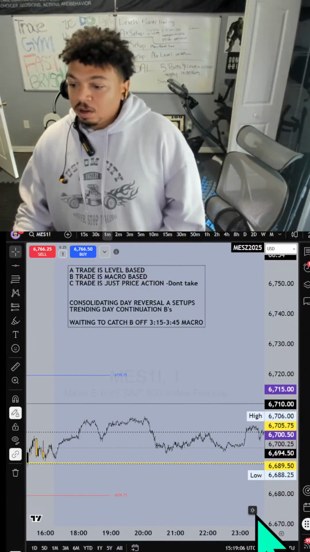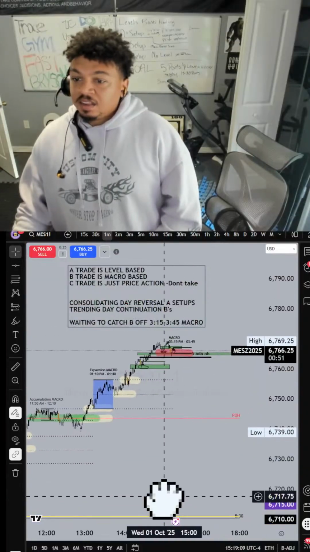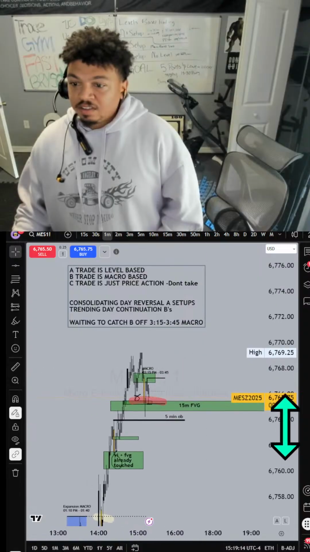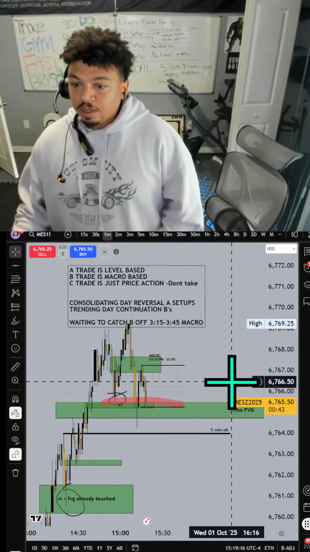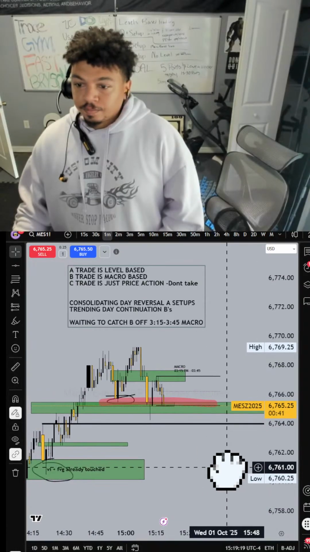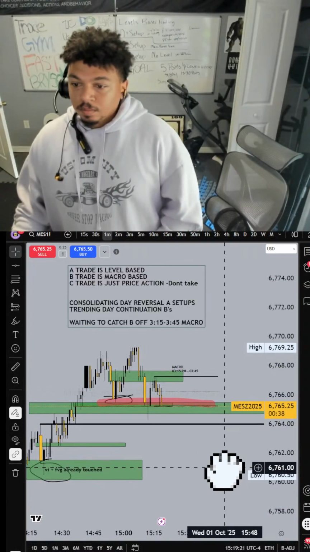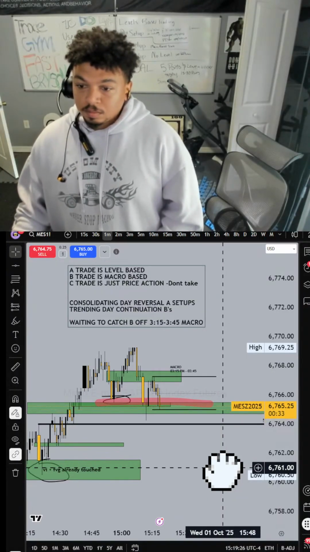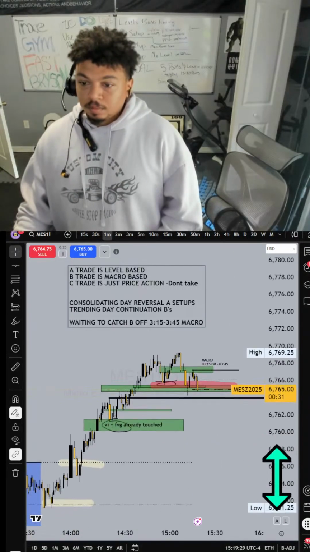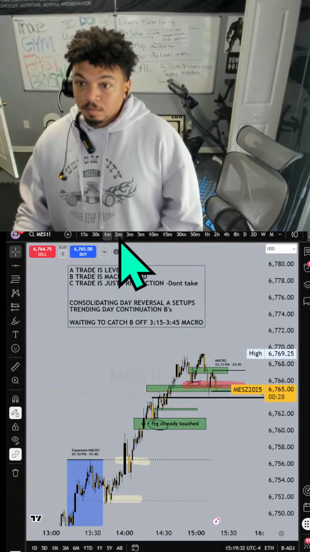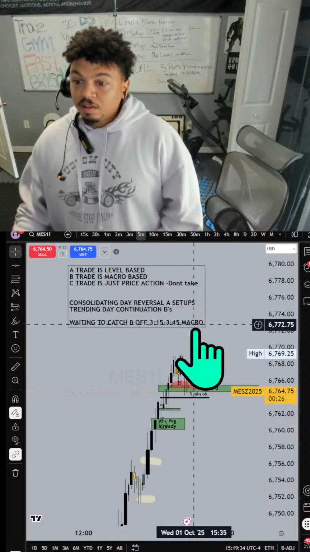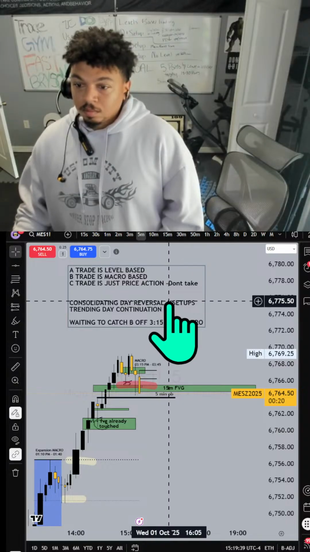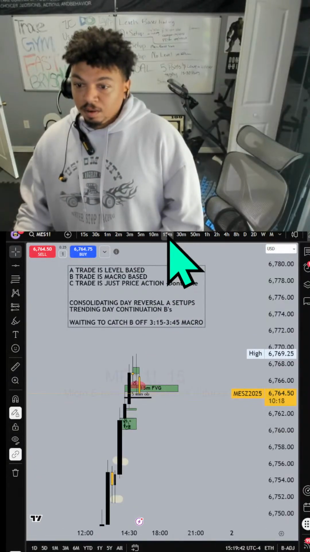So currently, the only way I'll put on a position for the rest of the day is if that macro that's opening up right now gives me a really good reason to enter a trade. Without that, I won't be entering a setup. Let's go on a higher time frame just to look on the 5-minute, 15-minute, 10-minute.